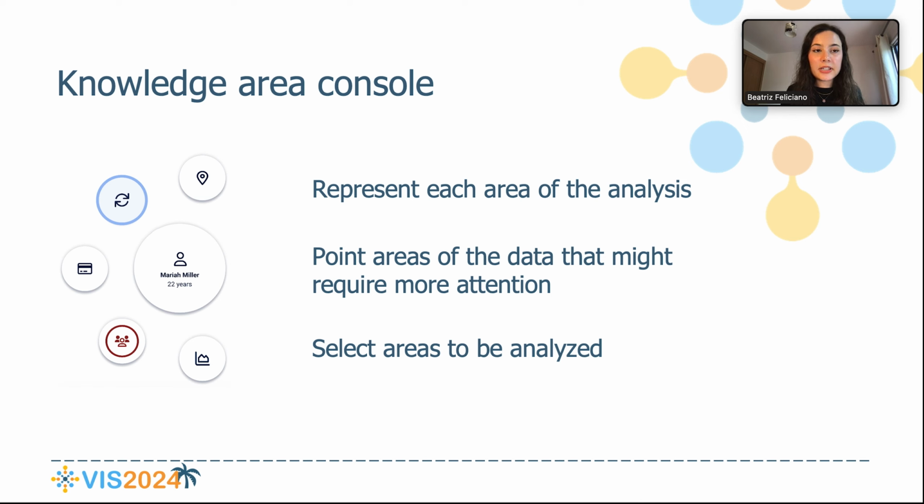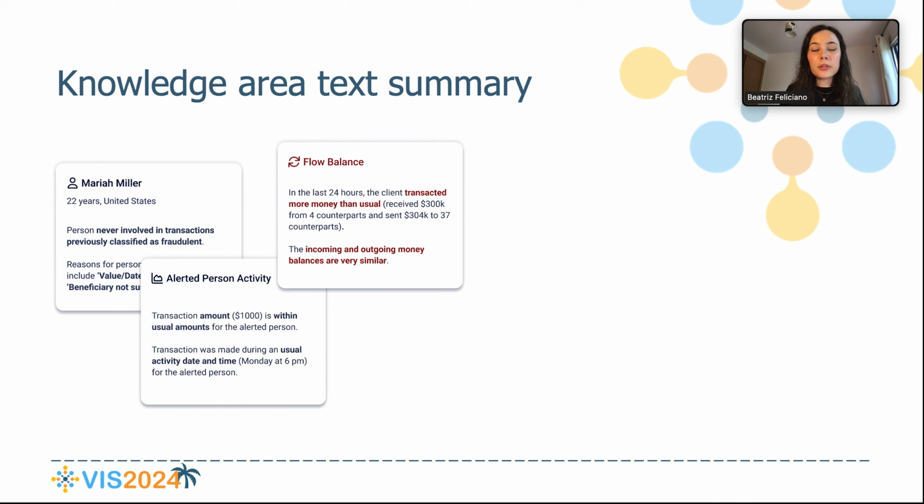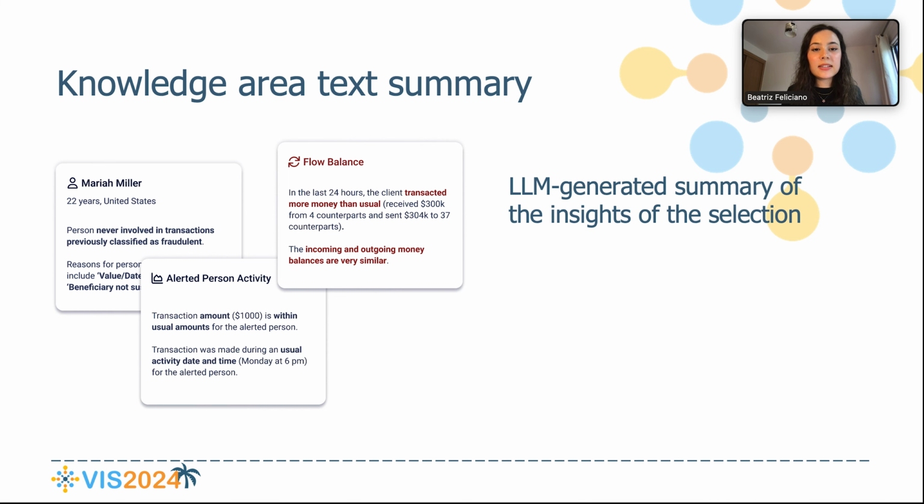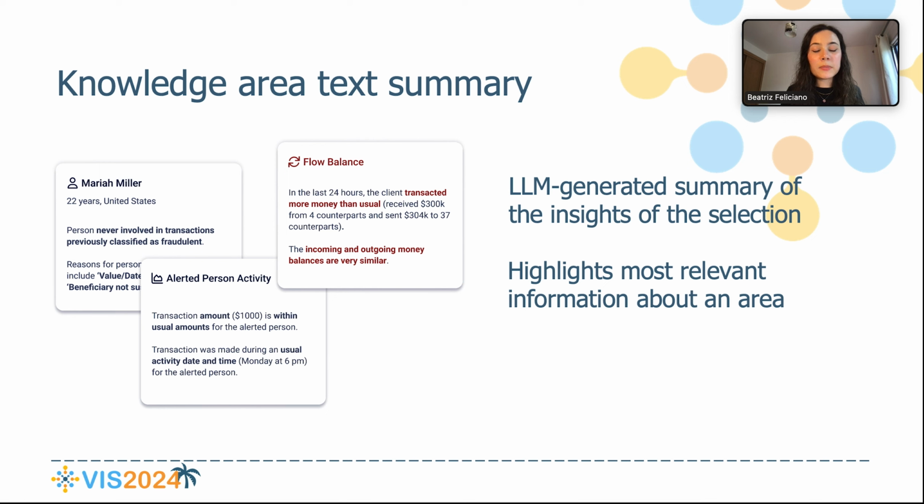After selecting an area, analysts will then look at the knowledge area text summary. This is an LLM-generated summary of the insights of the selection, where the most relevant information about an area is highlighted using bold. Risky information is pointed using, once again, the red color.